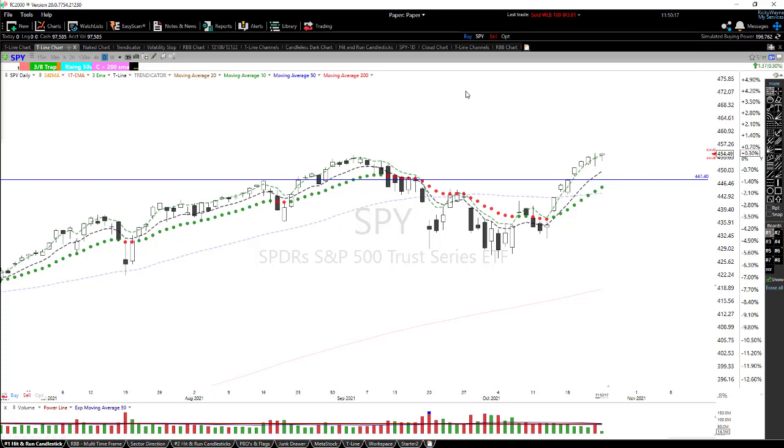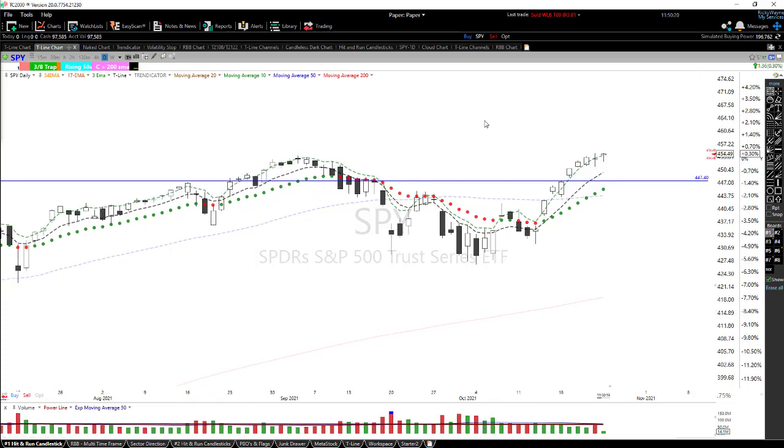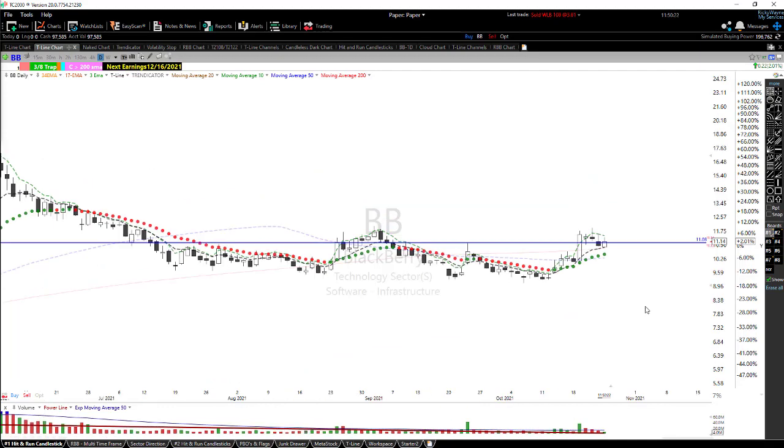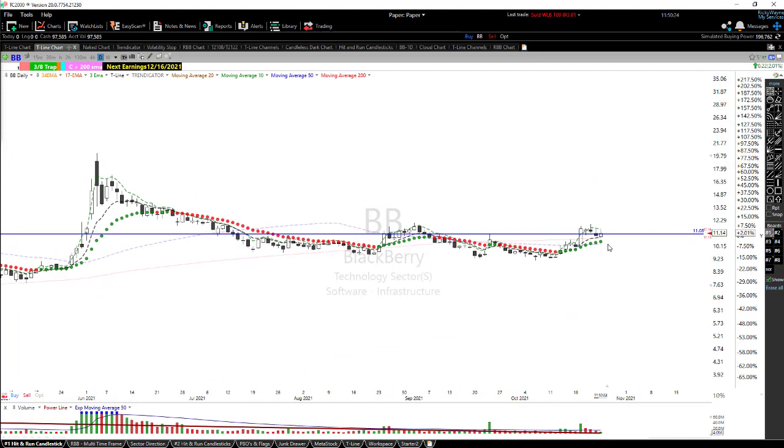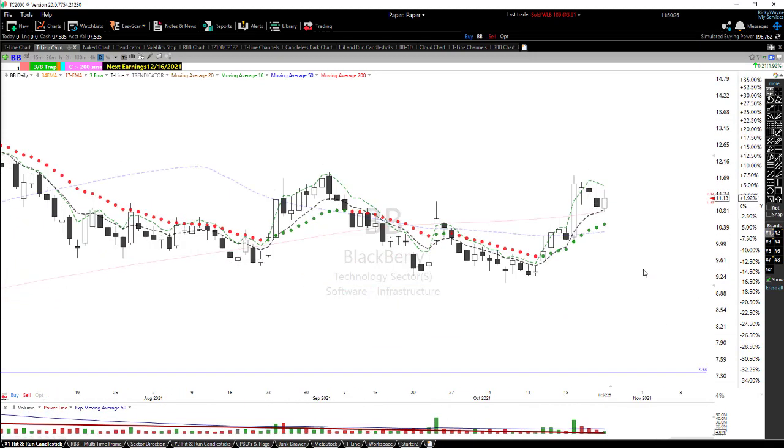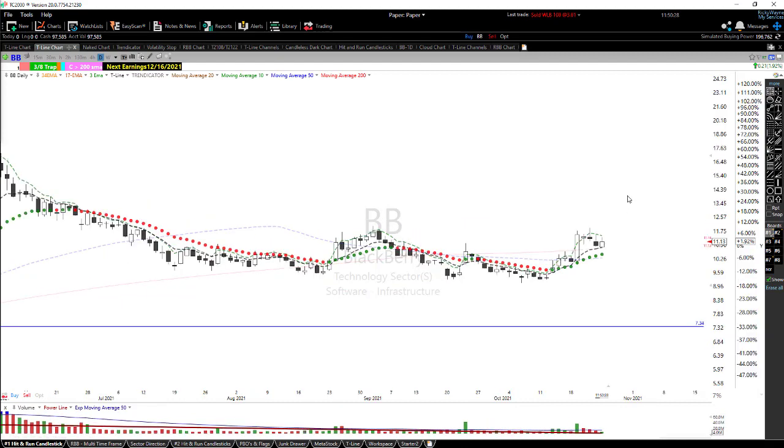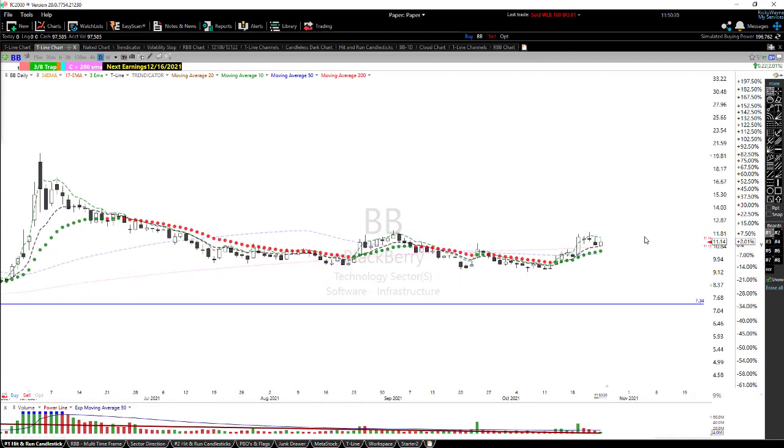So a few positions that I'm in today, I bought some BB. I think BB is setting up. Some people don't like it. If you don't like it, you don't have to trade it. Not every trade I trade is for everybody. Not every trade that you trade is for me. I do like it the way it's setting up.